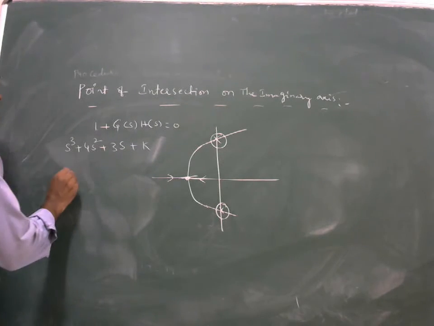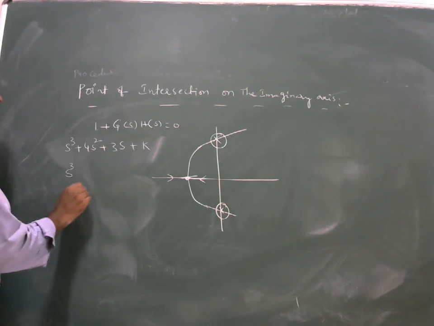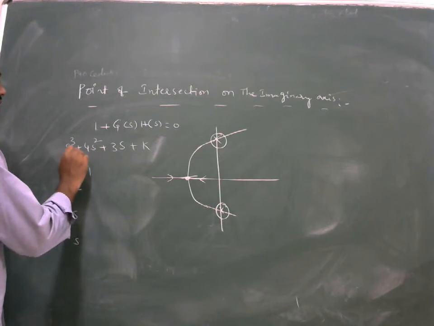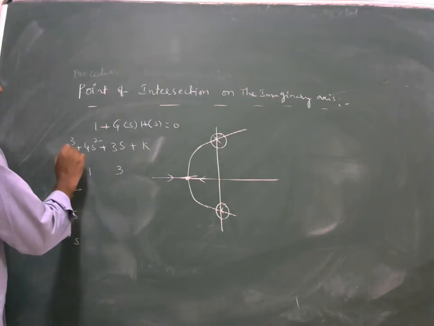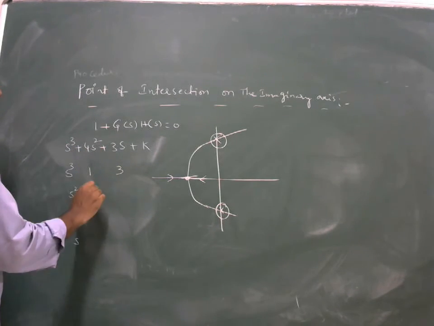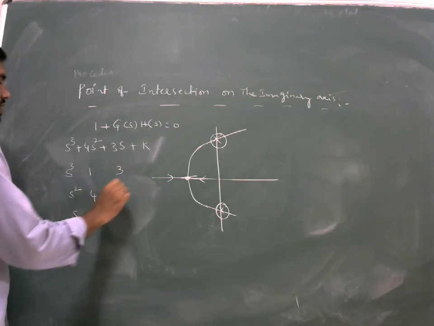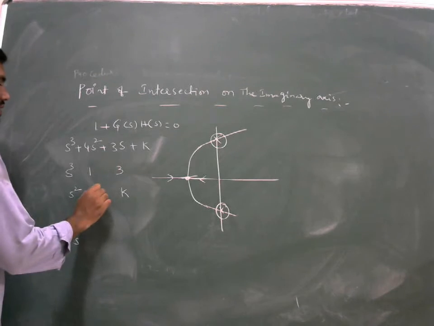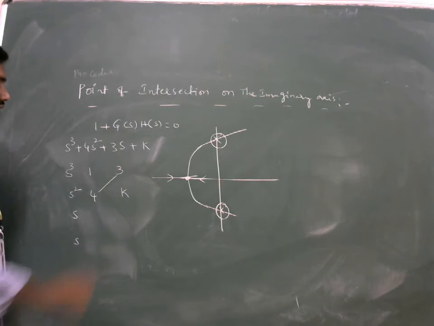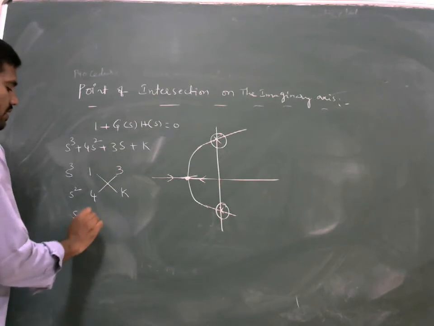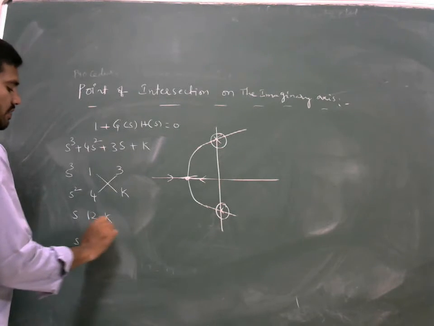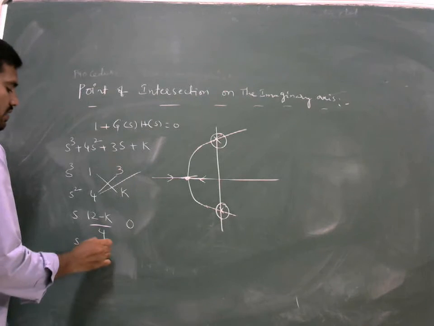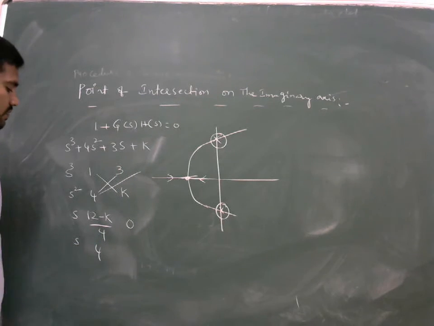s cube plus 4s square plus 3s plus K. Now what is the s cube coefficient? We need to write down s cube, s square, s to the power 1 and s to the power 0. The s cube coefficient is 1, and then 3. The s square coefficient is 4, and K. Now what are you going to get? 4 into 3 is 12, so 12 minus K divided by 4. Now what is this term? This is no term, here 0. Here we are going to get K.